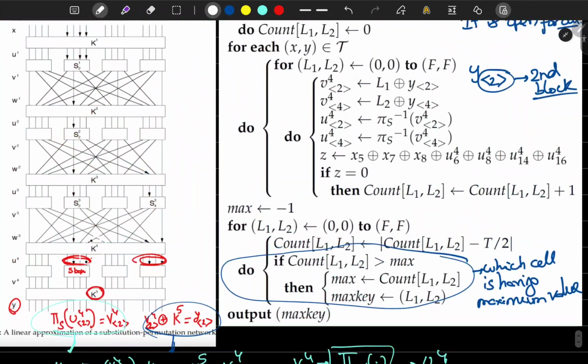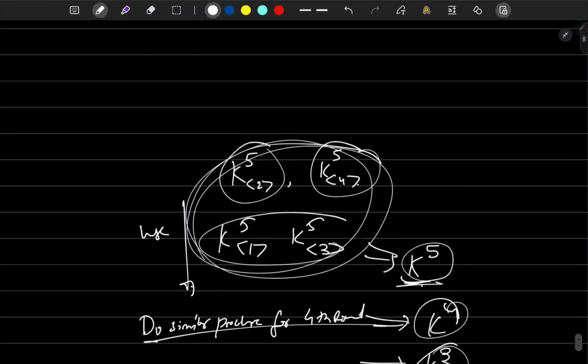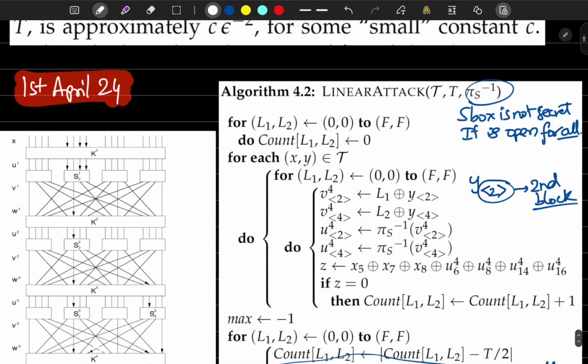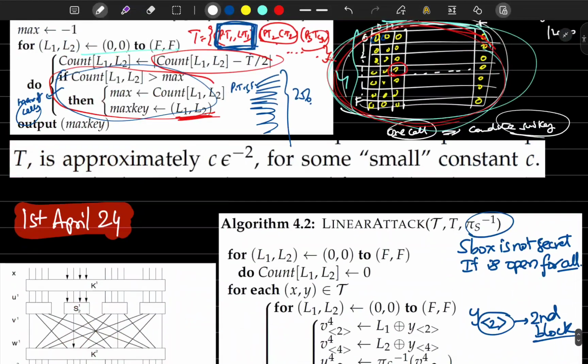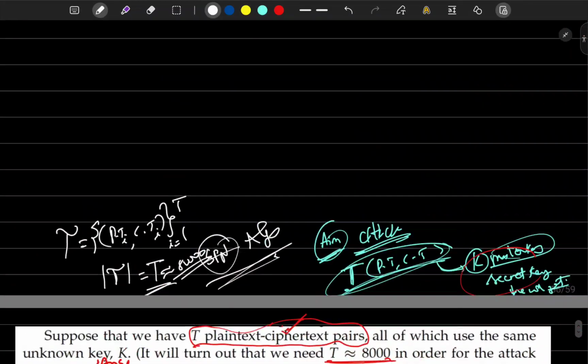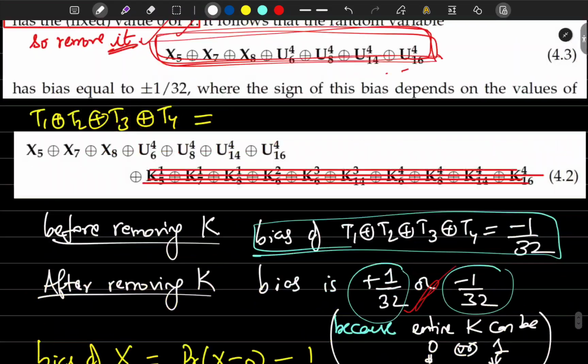Understood? Happy? Cool? That's it. So finally we have achieved the secret key. This is all about linear cryptanalysis. So simple, right? If any doubts are there, you can ask the sir.